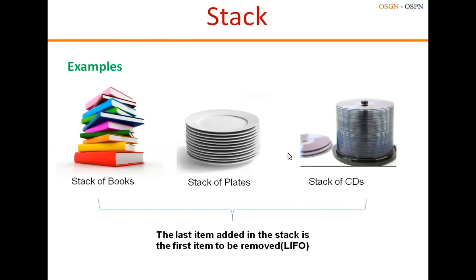So if you want to remove any plates here or any CD from here, then you can delete the CD which is inserted last. Similarly, here you can remove the plate which is inserted last. So that's why it is known as last in first out type of data structure.